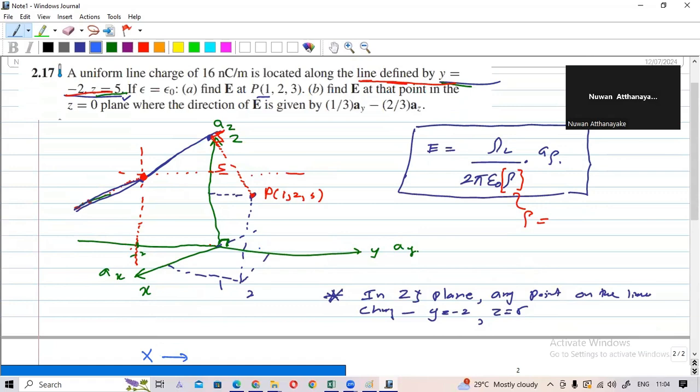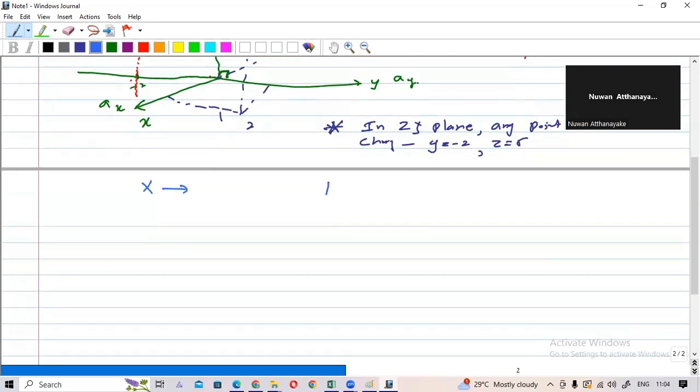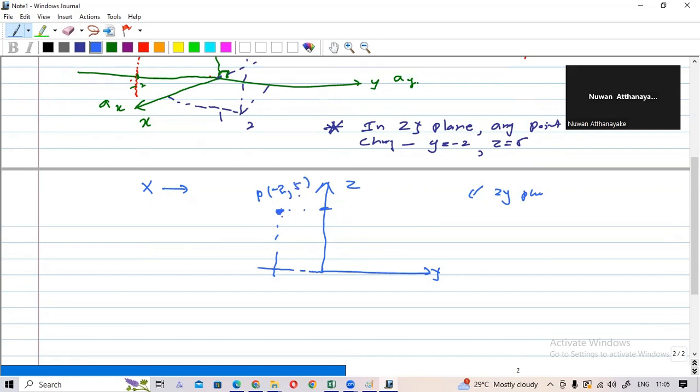So now you can think two-dimensionally. If I write like this, this is the z and y axis, so this is the zy plane. Any point of the line charge in the zy plane is this one. So that is y is -2, z is 5, that is (-2, 5). This is the point of the line charge.